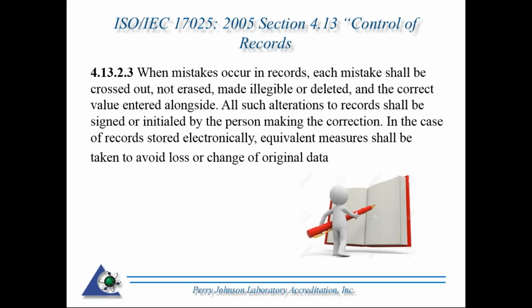All right, addresses records. 413.2.3 addresses when a record does need to be changed and what needs to happen. When mistakes occur in records, each mistake shall be crossed out, not erased, made illegible, or deleted, and the correct value entered alongside. All such alterations to records shall be signed or initialed by the person making the correction. In the case of records stored electronically, equivalent measures shall be taken to avoid loss or change of original data.